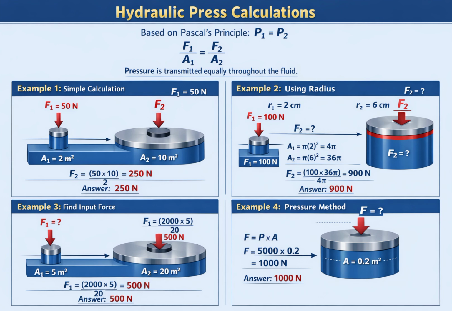The last one here is the pressure method, and don't forget, pressure is the force per unit area, that is P equals F over A. So we have to find our applied force. We cross multiply and make F the subject of the formula. So we have F equal to P times A. The pressure is 5,000 and A is 0.2. So 5,000 times 0.2 gives us 1,000 Newton. Pressure is measured in Newton per meter square, while force is measured in Newton, and area is measured in what? Meter square or centimeter square.